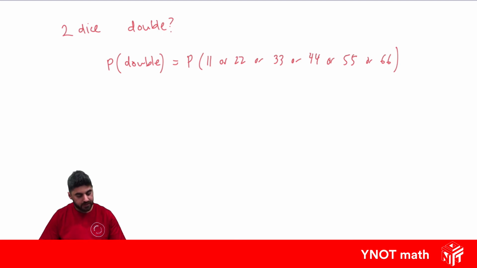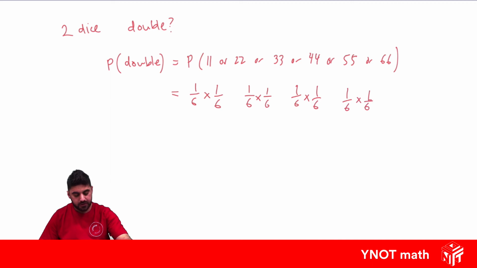So the probability of getting a 1 and a 1 is 1 out of 6 times 1 out of 6, because they have to happen together. Same with the 2 and the 2, 1 out of 6 times 1 out of 6. Same with the 3 and 3. Same with the 4 and 4. Same with the 5 and 5. And same with the 6 and 6. But all these are compound events, so they all need to be added together. So each one of these is 1 out of 36.